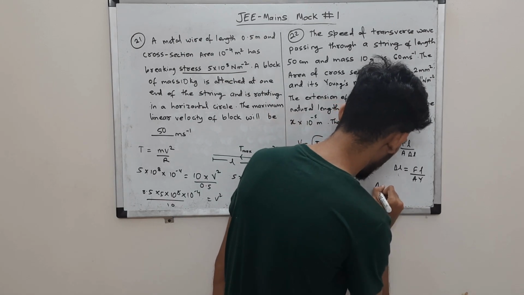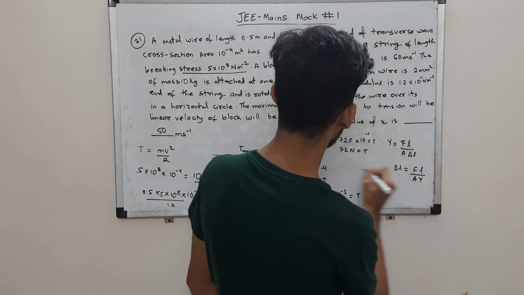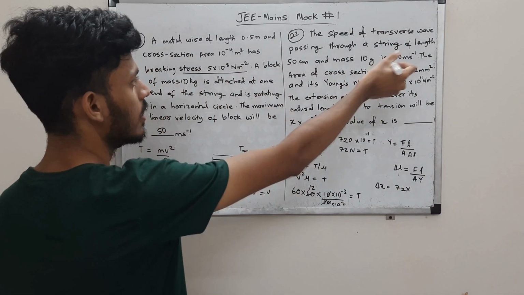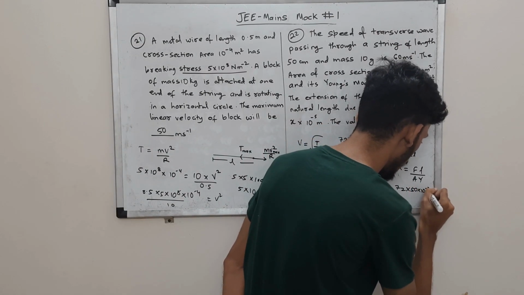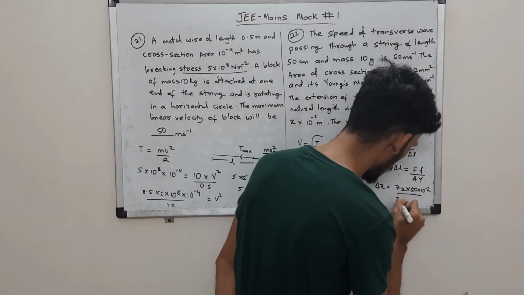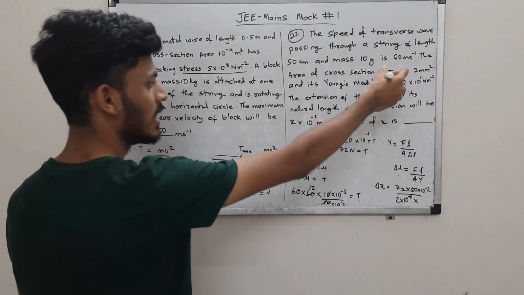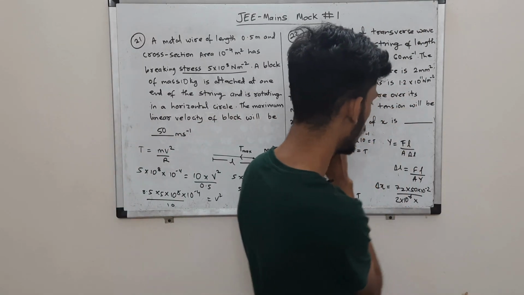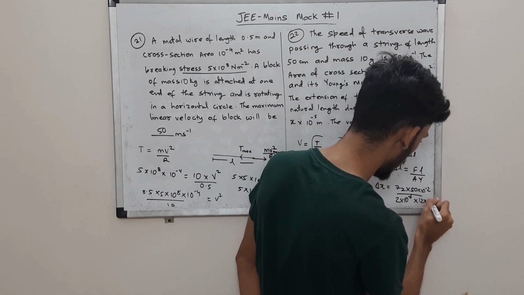Now the extension delta L can be easily found out using this. F is nothing but your tension force, 72, into the length of the wire, which is 50 centimeters, 50 into 10 to the power minus 2. And what else do we want? Area is 2 millimeter square, 2 into 10 to the power minus 6 in meter square. And we have Young's modulus, 12 into 10 to the power 10, since 12 can cancel this.